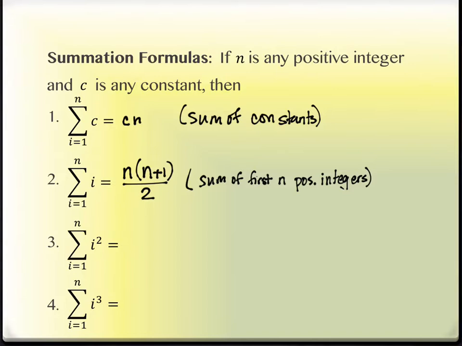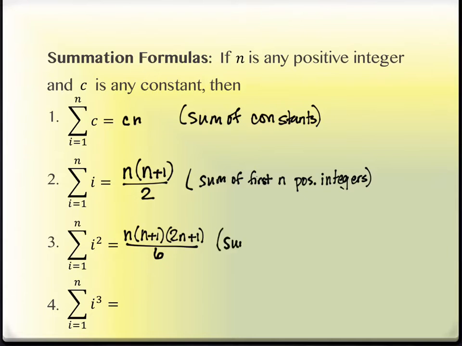The next one is i squared. So this one is actually n times n plus 1 times 2n plus 1, and it's divided by 6. Sorry, I don't have any fun history on this one. Okay. So when I have i squared, this is what we would actually be able to use as a shortcut.